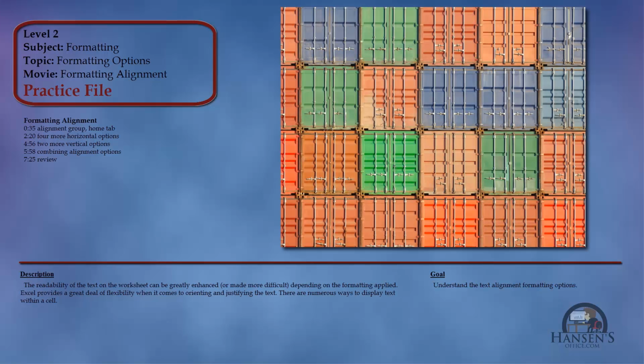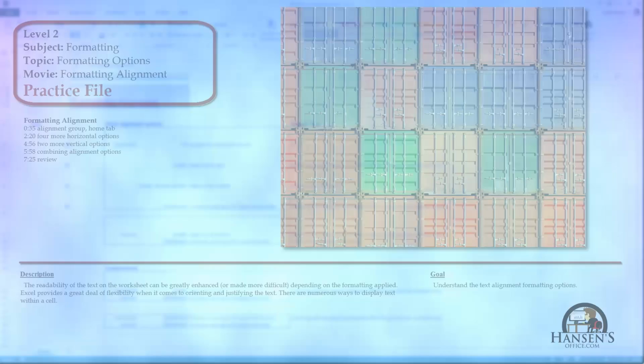So we're going to continue talking about formatting. This movie we're going to focus on the alignment options, beginning on the Home tab in the Alignment group, and then we're going to launch the Format Cells dialog box where we have a few more options, including 4 additional horizontal options and 2 additional vertical options. And there are some instances where we can combine those vertical and horizontal options to create yet more options when it comes to aligning text and content in your cell.